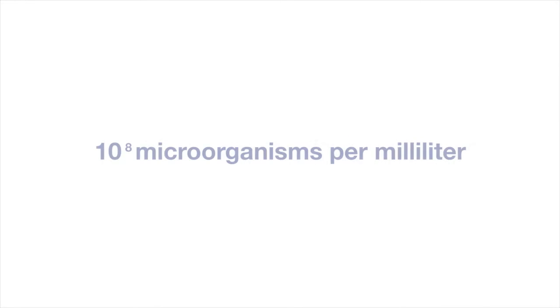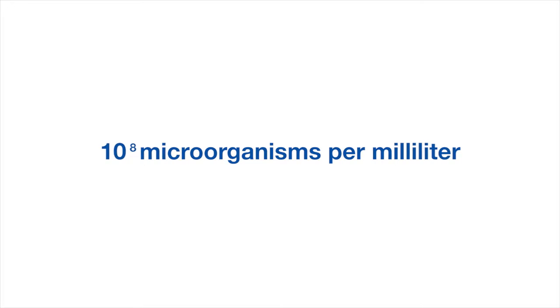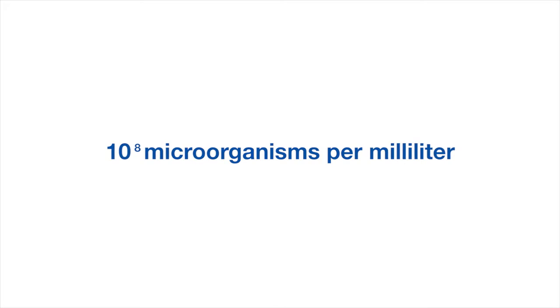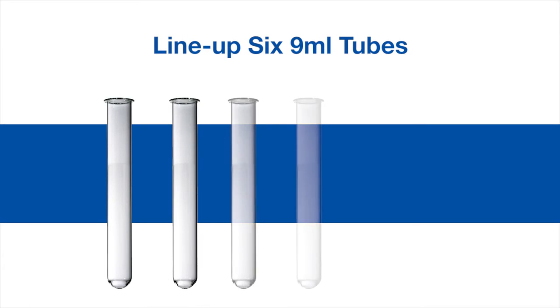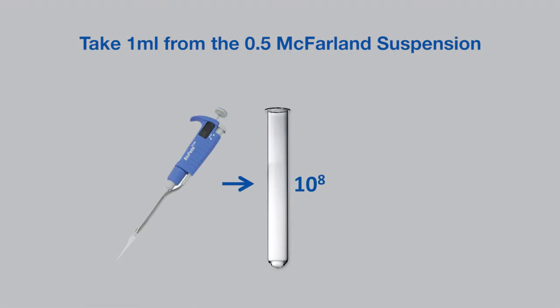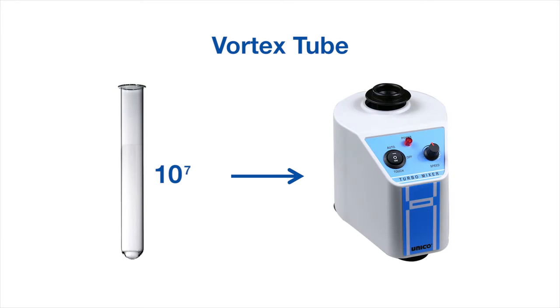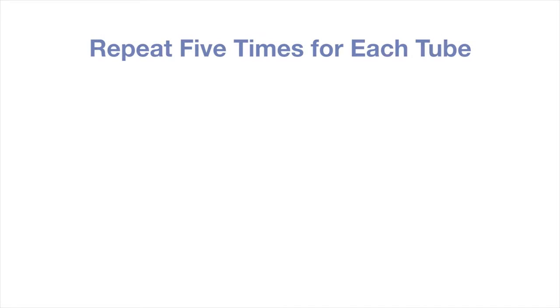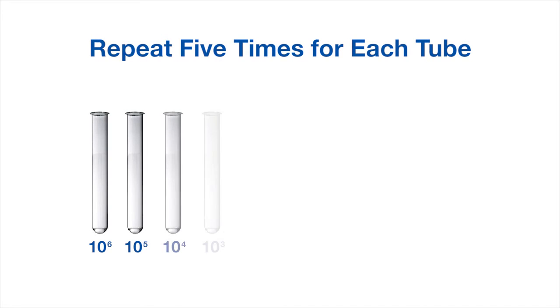The suspension contains approximately 10^8 microorganisms per milliliter. And, in our example, you only want a concentration of 100 to 1,000 CFU per milliliter. Line up 6 tubes. Each tube should contain 9 milliliters of phosphate buffer. Take 1 milliliter from the 0.5 McFarland microorganism suspension. Add it to the first tube of phosphate buffer. Vortex the tube. Serially dilute and vortex 5 more times.